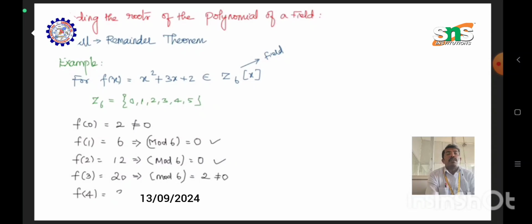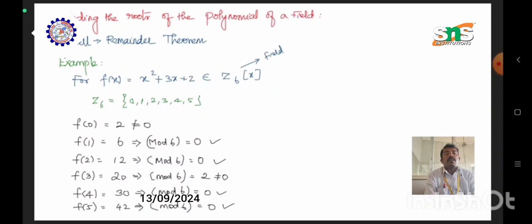Now you go for f(4). You substitute in the polynomial in the same way. You get 30, which is not in the field, so you take mod 6 here. 30 mod 6, since 6 divides it, you get 0 as the answer. So 4 is a root of the polynomial. Then finally 5. When you substitute 5, you get 42. 42 is not in the field, so you take mod 6 here, and you get the answer 0.